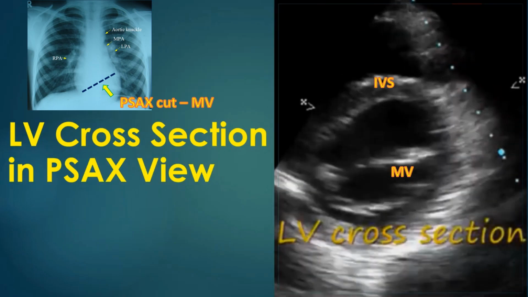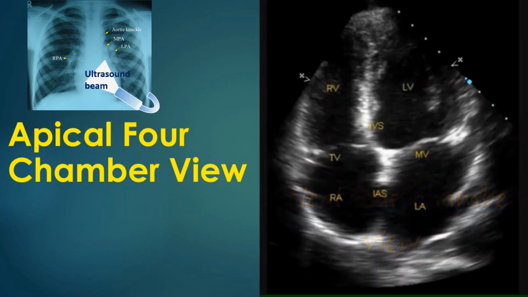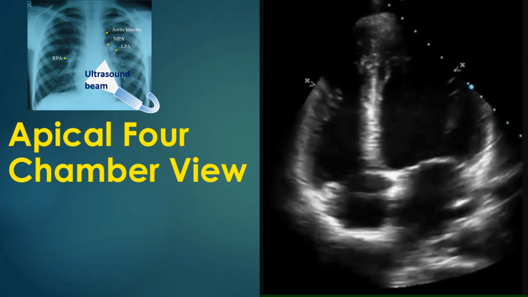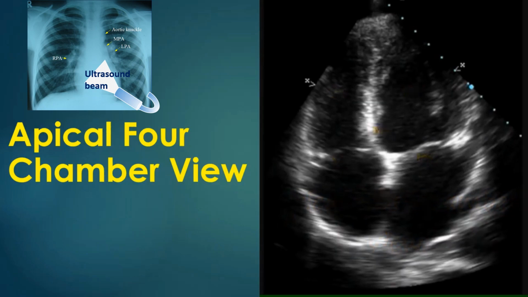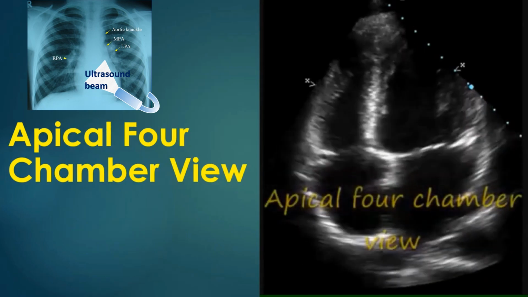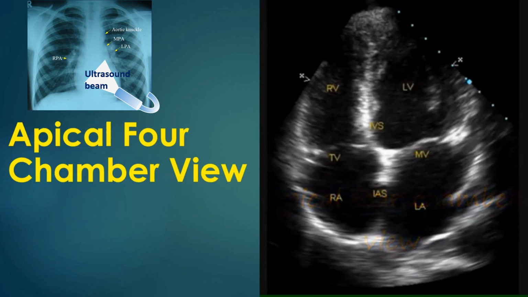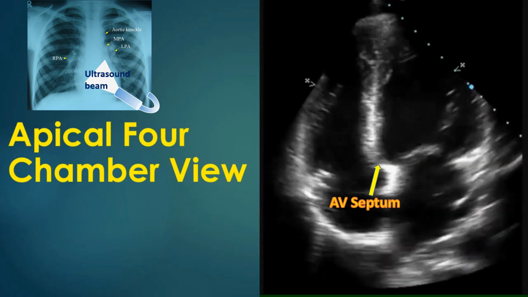Apical four-chamber view is obtained from the apex of the heart as the name implies. It gives a good image of all four cardiac chambers as well as the mitral and tricuspid valves. The interatrial and interventricular septa are seen in this view. The tricuspid valve is attached more distally to the septum than the mitral valve, and the region in between is called the atrioventricular septum, which separates the left ventricle from the right atrium.